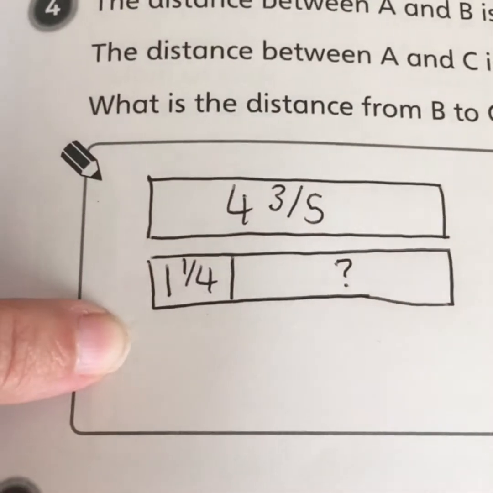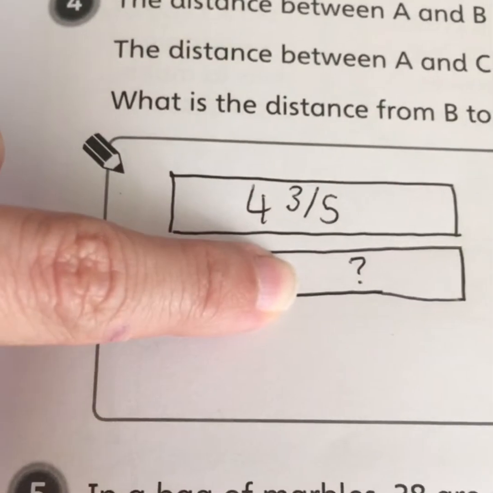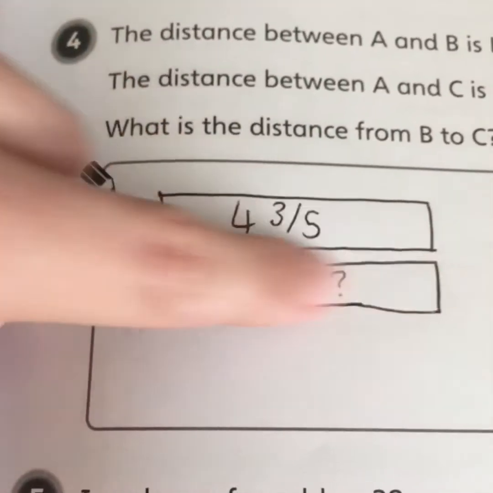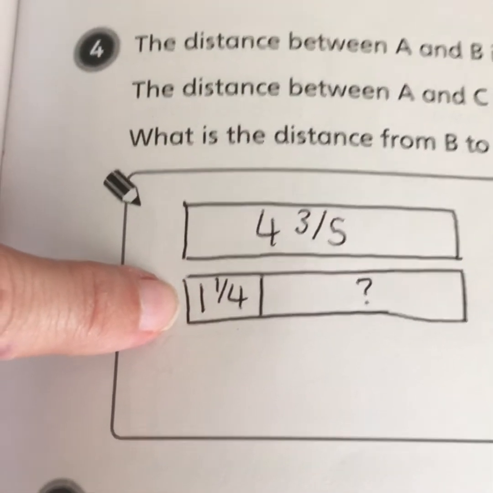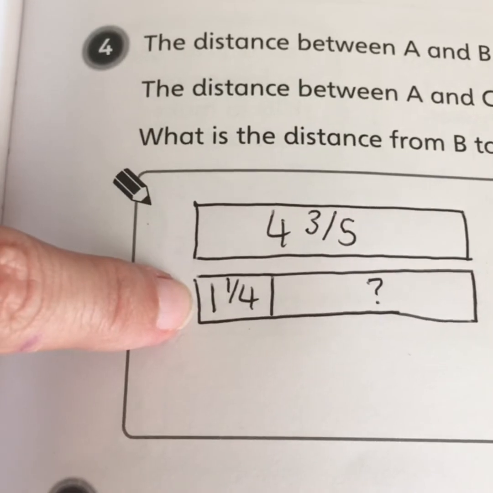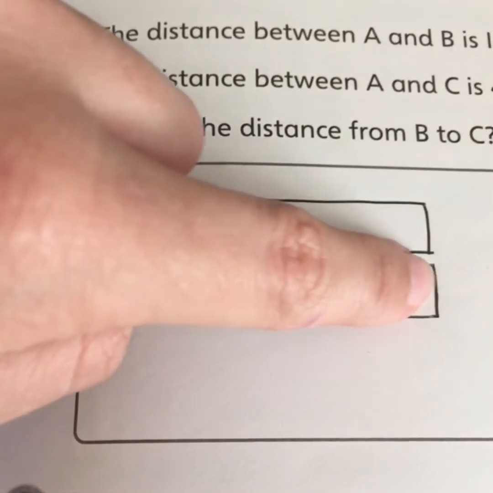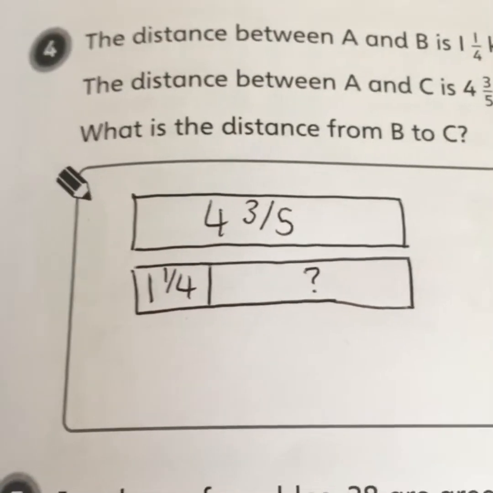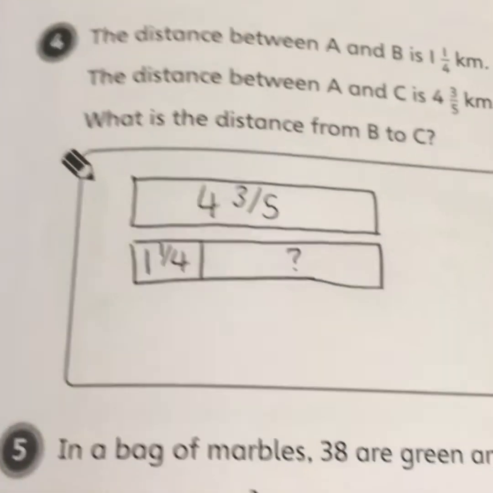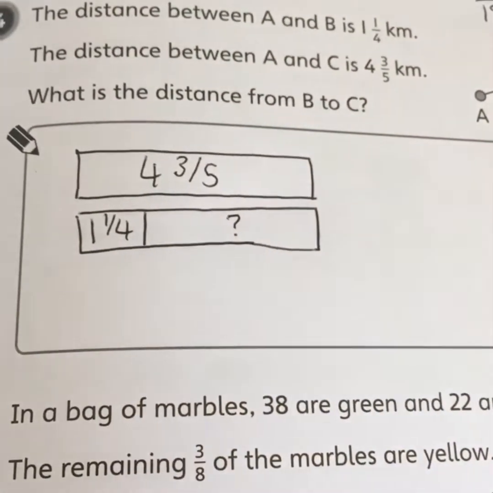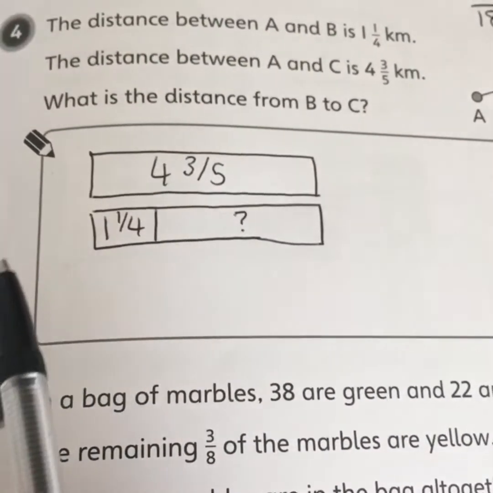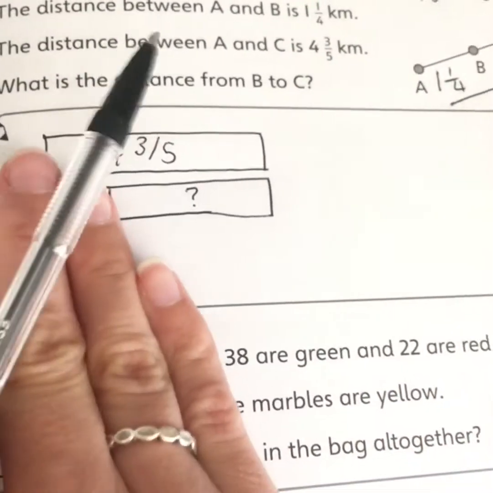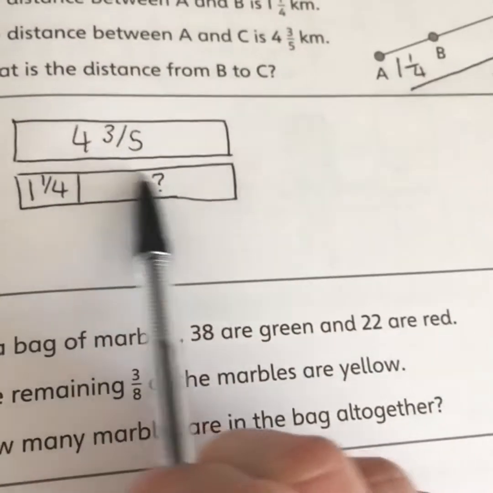Now going from A to C, but splitting it into A to B and then B to C, so it's the same length altogether, it's the same total. A to B is 1¼ kilometres, and I need to work out B to C. I need to work out this second part here. So what operation am I going to be doing? Hopefully you're telling me I'm going to be doing subtraction, because I know the whole. I want to take away this part here, so I'm left with this part.